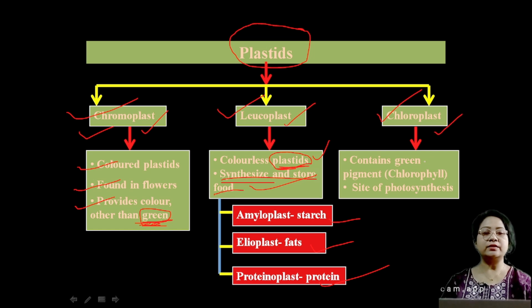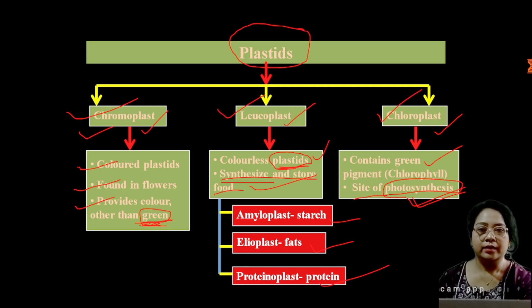Okay, then let's move to the third one, that is the last one, chloroplast. What do chloroplasts do? They contain the green pigment, or as we know, chlorophyll. So chloroplasts contain chlorophyll, the green pigment. These are also called the site of photosynthesis, that is the process of making food in the presence of sunlight and carbon dioxide. So these are the site of photosynthesis. I think this is very clear to you.